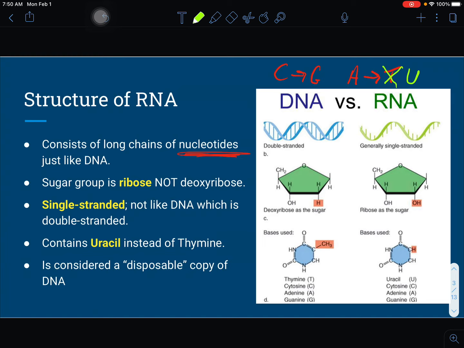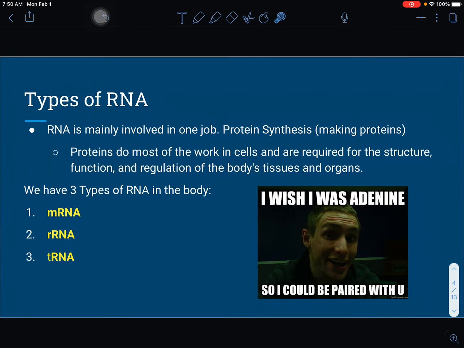So it's still the same idea of Chargaff, except now we substitute a U instead of that T. When we talk about RNA, it's considered like a disposable copy. So we make a copy, we use it, and then we dispose of it. We don't keep it. The DNA is the master blueprint that is very sacred, and we don't want to screw up, so we don't want to take it to the job site and have it potentially get wrecked.